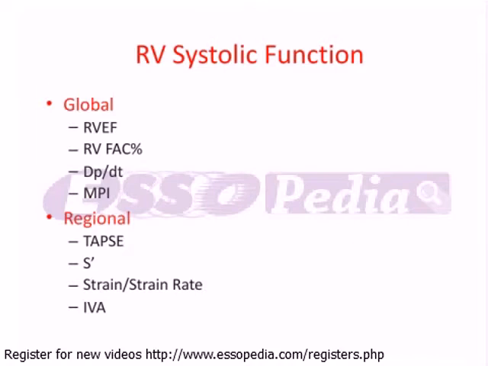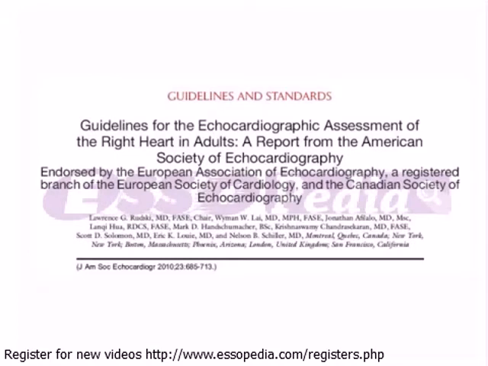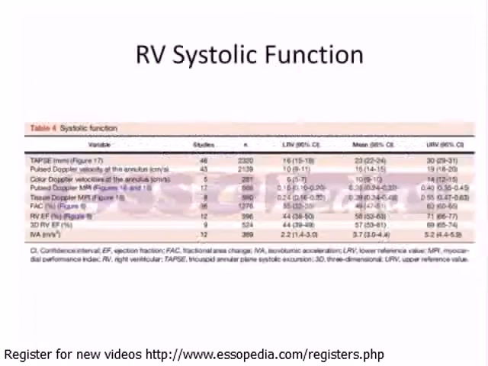As mentioned before, there are new guidelines for the echocardiographic assessment of the right heart in adults, and within these guidelines, there are recommendations on these measurements. The summary table is Table 4 of this document, which demonstrates basic upper or lower reference values as may be appropriate for these different measurements. And this is actually the take-home message for RV systolic function of this document.